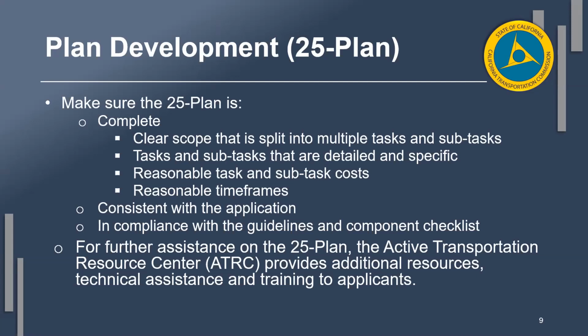So it's important that your 25 plan includes a clear scope that is split into multiple tasks and subtasks. All of your tasks and subtasks are detailed and specific. There should be reasonable task and subtask costs included, along with reasonable timeframes. And it's also important that your 25 plan be consistent with your narrative responses throughout the application. The evaluators will be looking to see if the processes and activities that are described in your narrative are also reflected and easily found in the 25 plan.